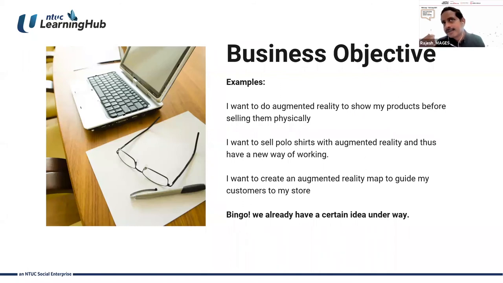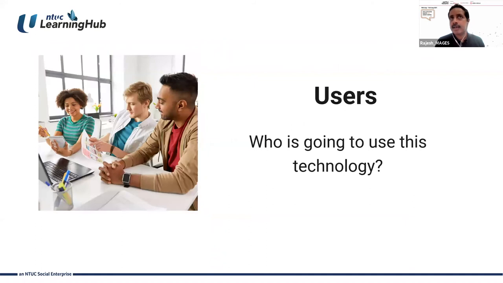And ask another very big question people don't ask: why do you need AR? Can't I do this on my mobile phone? That is the question you have to ask. So this is very important with regards to the business objective. Third, who are your users? When you want to track something, you have to understand who you are tracking for. Who is going to use this technology?